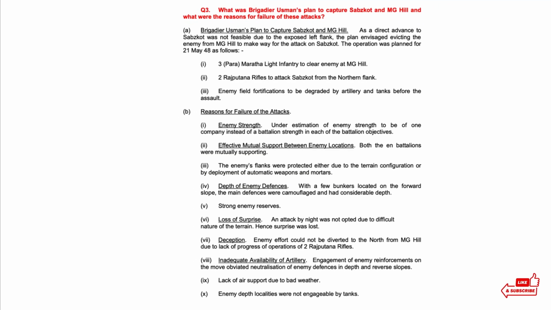Now let's move to question 3, which states, what was Brigadier Usman's plan to capture Sapskot and AMG Hill, and what were the reasons for failure of these attacks?